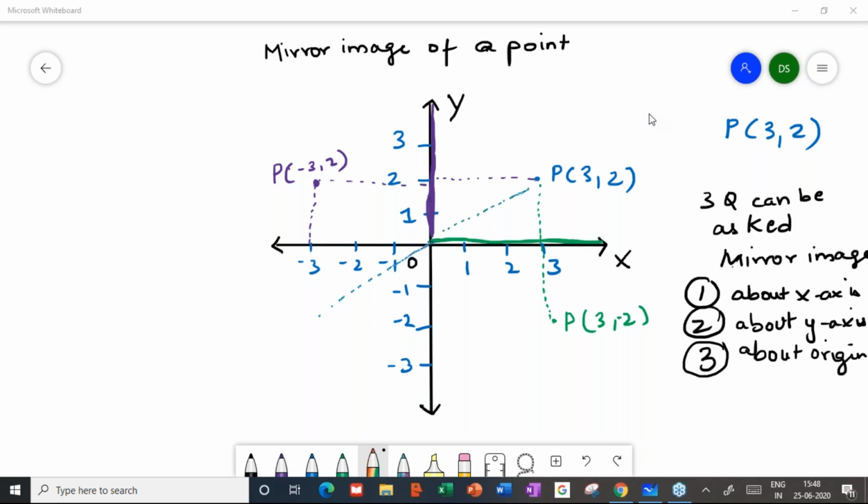So this is what it's going to be, 3 comma minus 2. So both the signs will change this time. So it will become -3, -2.